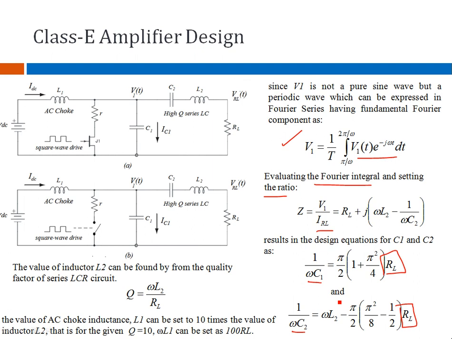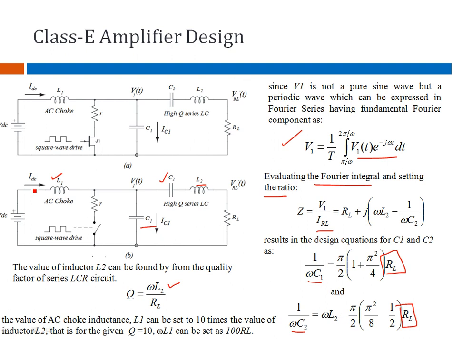Depending on that load, you will have the lumped components, for example, the shunt capacitance C1 and C2, which is part of the series RLC circuit, and the lumped component L2 can be found from the quality factor of the series LC section. Now, L1, on the other hand, is a large AC choke, which can be set to, for example, 10 times or more, so that no AC is experienced. So it's an AC choke. It's going to supply a DC current.